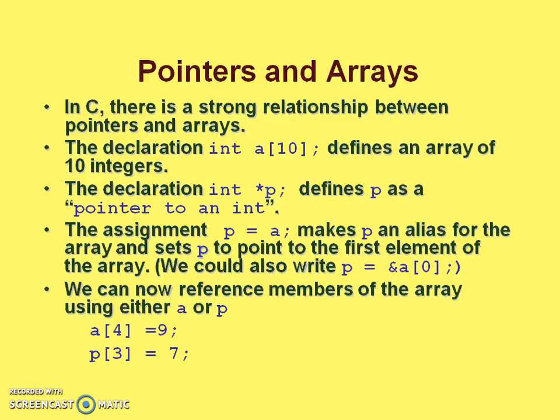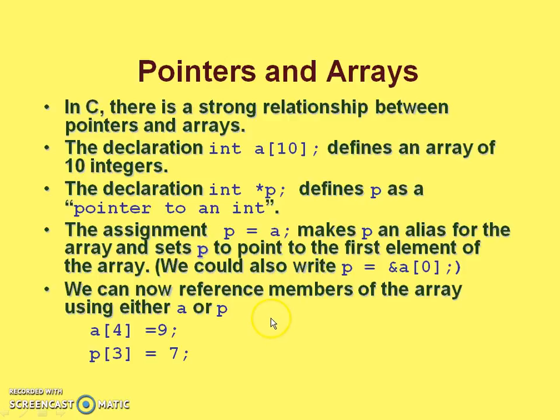The declaration int a[10] indicates that we have defined an array of 10 integers. And the declaration int *p defines p as a pointer to an int. Now the assignment p = a makes p an alias, that is another name for a, and makes p point to the first element of the array. This can be written as p = &a[0].